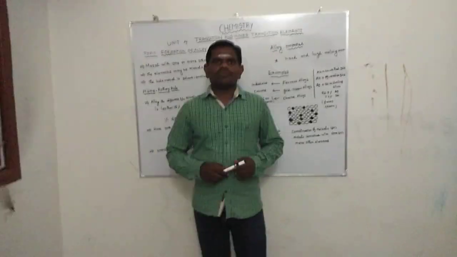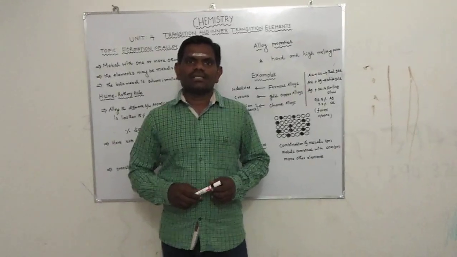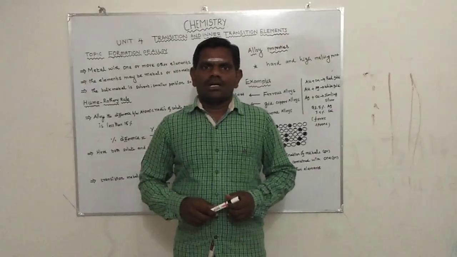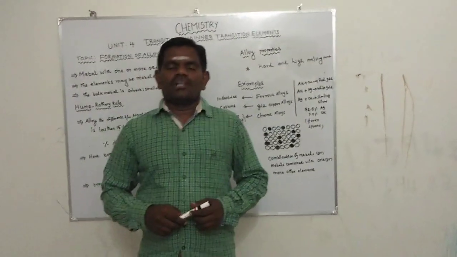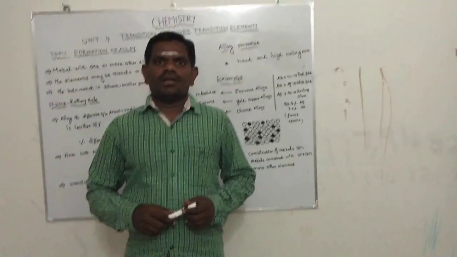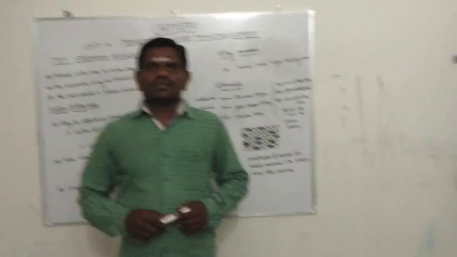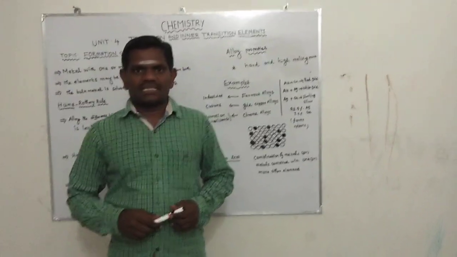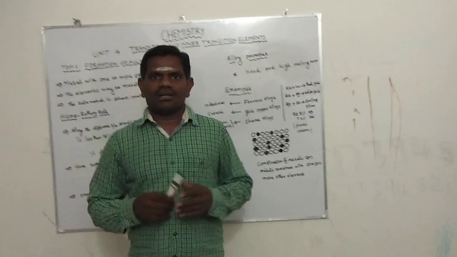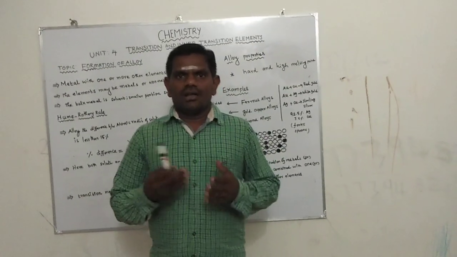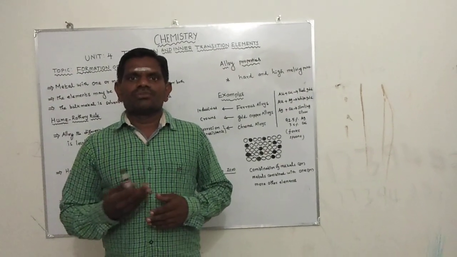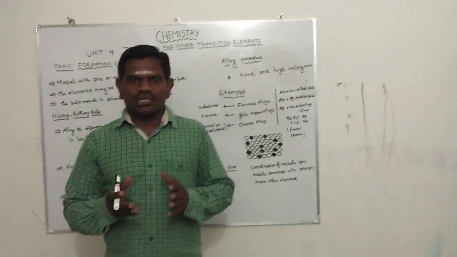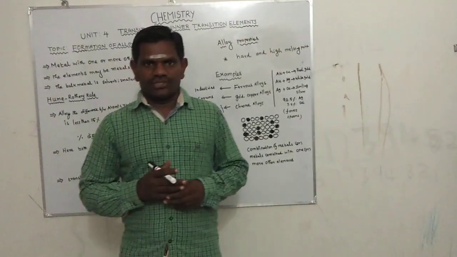Today we are going to see about transition and inner transition elements. The subtopic is alloy formation. What is meant by alloy? An alloy is generally two or more metals combined together. An alloy is also known as a solid solution. Solid solution means both solute and solvent are solid in nature.